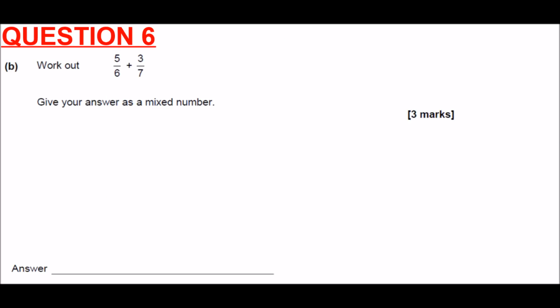Part B, work out 5/6 plus 3/7. Give your answer as a mixed number. So I'm just going to copy out the question here.